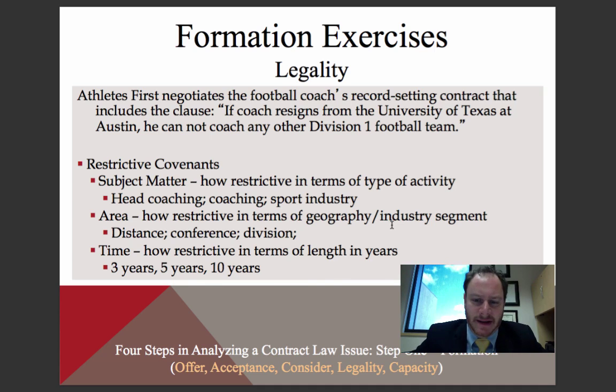Now, the problem here is that area and time are very restrictive. Area is sucked up in the insinuation that because that coach cannot coach any other football team and there's no time modifier, we might be left to believe that that time modifier means it's forever, so it doesn't matter what area. Now this clause is also somewhat ambiguous, so we can come back to interpreting this very shortly, like right here.